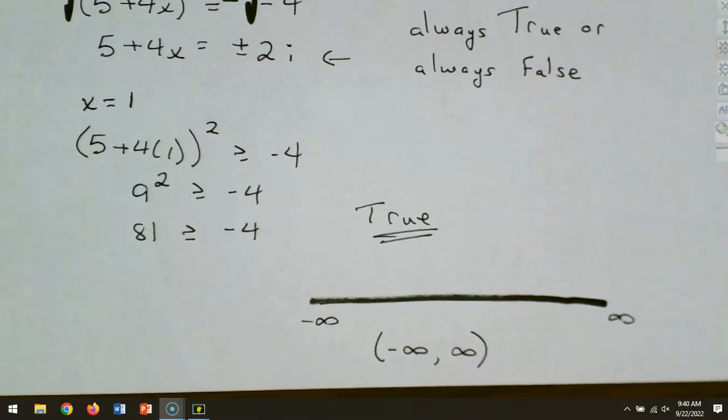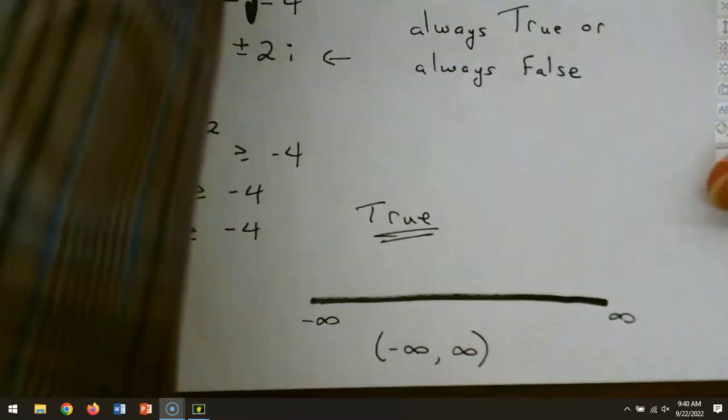Okay. Why do we check it this way? Because we get imaginary numbers. And those tell us that it never switches between true and false. It's either always true or it's always false. And so we pick a number, any number. I usually pick 1 because it's easy to work with. We check it and we see if it makes it true or if it makes it false. If it's true, it's everything. If it's false, it has no solution.